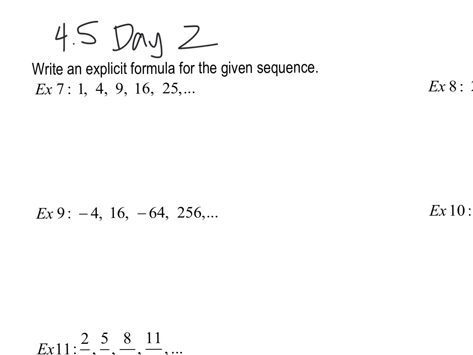Let's see if it's maybe geometric. 1 times 4 is 4, times 4 again is not 9. So it's not geometric, so I can't use my geometric formula. And that's the thought process. The very first thing you want to do when you're given a sequence is see if you can use any of the formulas that we already have. This is not arithmetic because it's not adding or subtracting the same number every time. And this is also not geometric because it's not multiplying or dividing the same number every time.